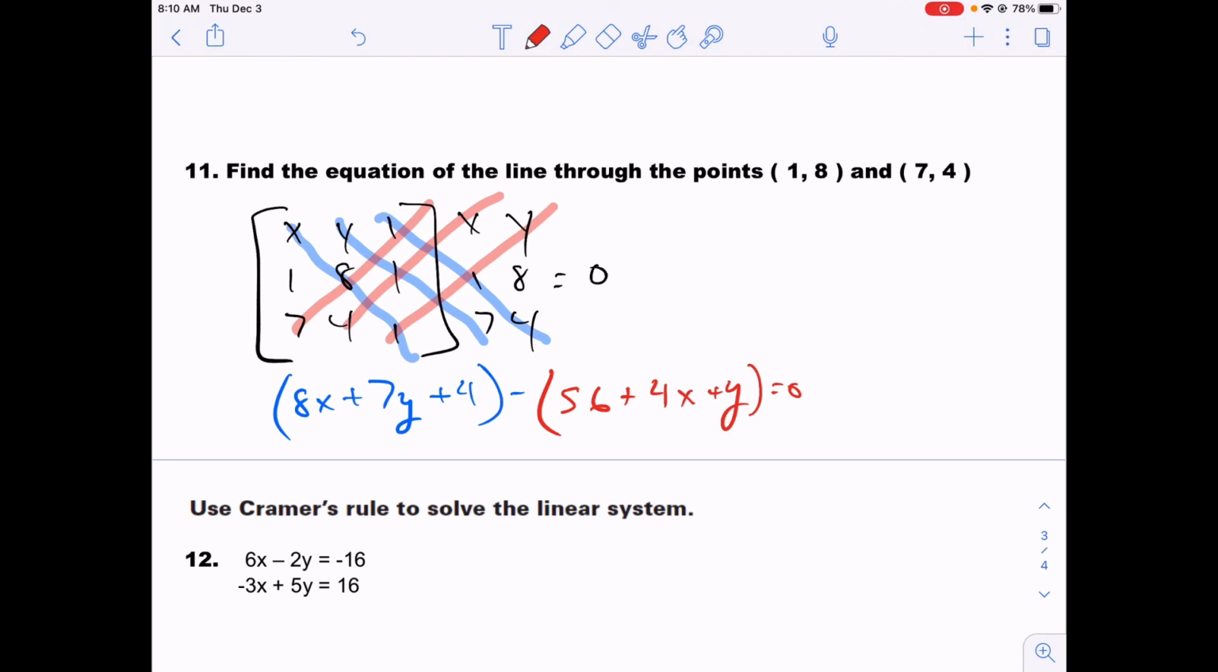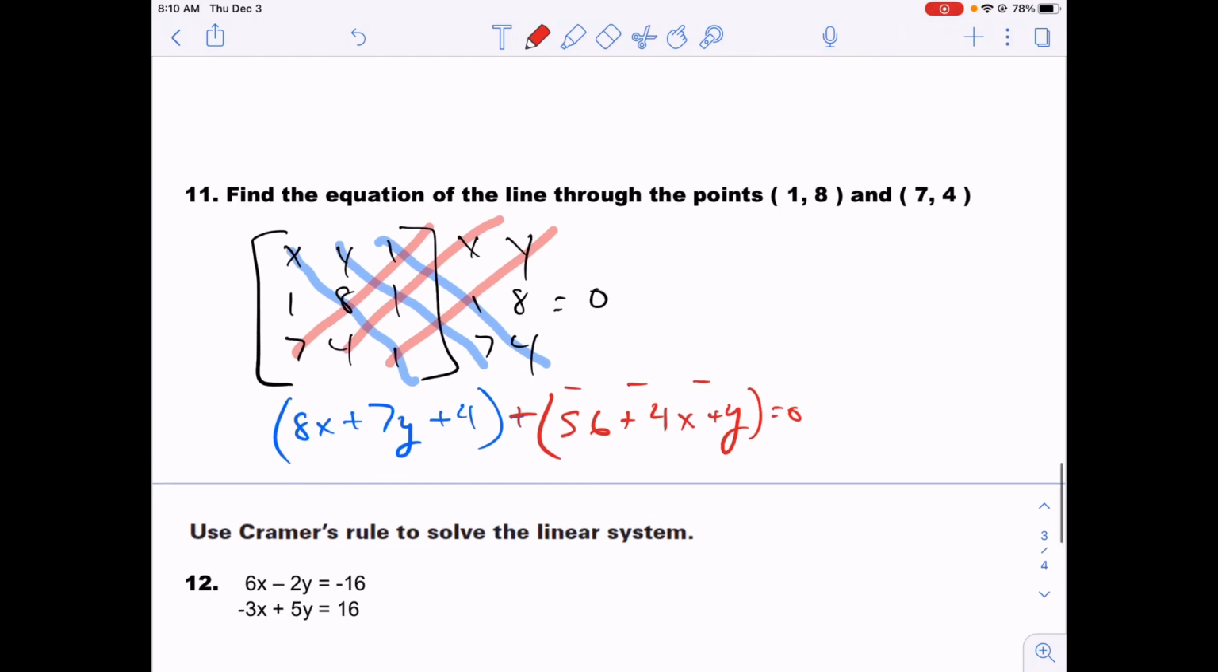Before I do anything else, everything's on one side now. I just have to combine like terms. But this subtraction has to carry into all the other terms to the right, so we have to change all the terms. So this becomes a positive, negative, negative, negative. Okay? And now when I combine all that, x's are first. So I have 8x minus 4x, so I have 4x. I have 7y, and I subtract the y, so it's 6y. And negative 56 and 4 is negative 52.